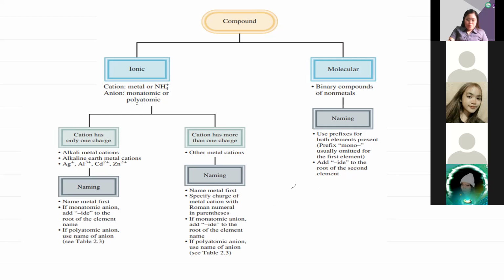Okay, sige. How about this? You name this compound.